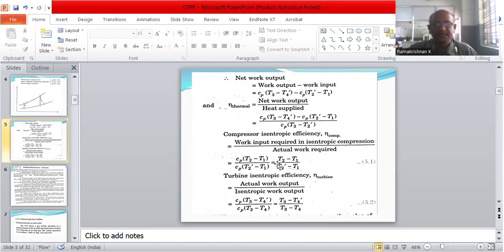Similarly, apply the formula for the turbine. Here it is actually reversed. As far as the turbine is concerned, the isentropic efficiency is the ratio of the actual work output from the turbine divided by the isentropic work output from the turbine. So it is (T3 minus T4 dash) divided by (T3 minus T4).